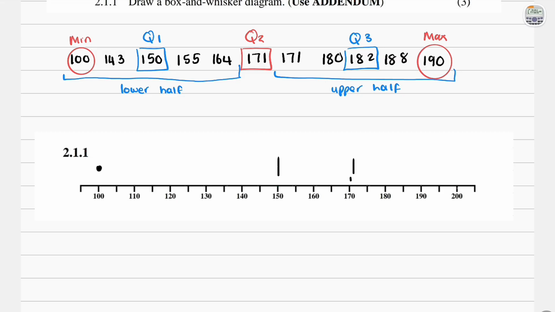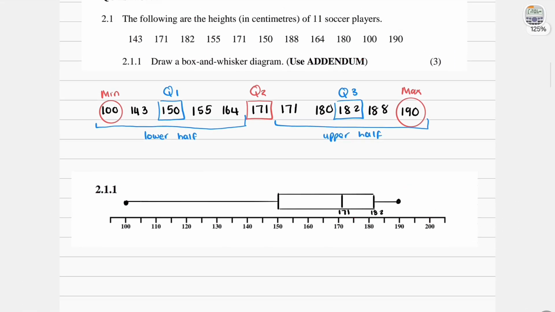So that's 171, just right after 170. But because it's not on the number line, I'll just write 171. And then Q3, which is 182. That's also not on the number line. I'm just going to write it down, 182. And then 190, which is there, which is the maximum. So you put a dot for that maximum. And then connect your quartiles. So they create a box we have there. And then finally, draw your whiskers. So connect the box finally to the minimum and the maximum value. And there we go. This is our box and whisker diagram.